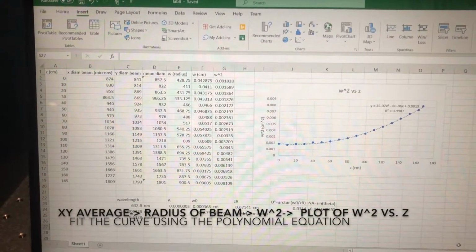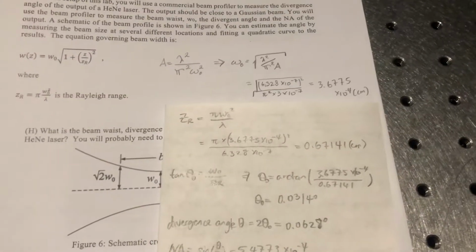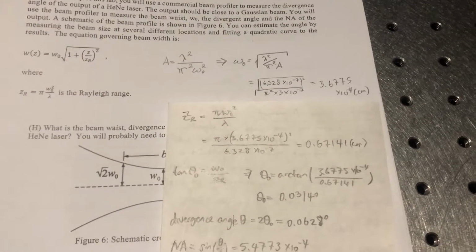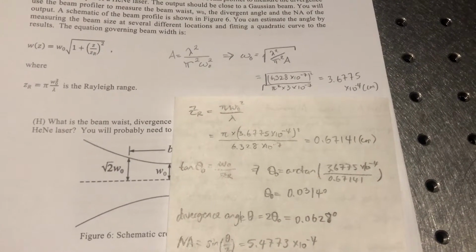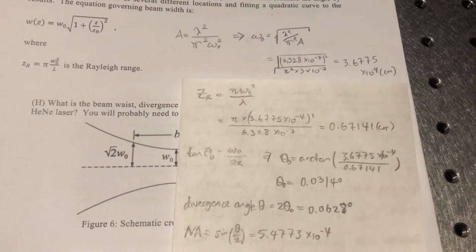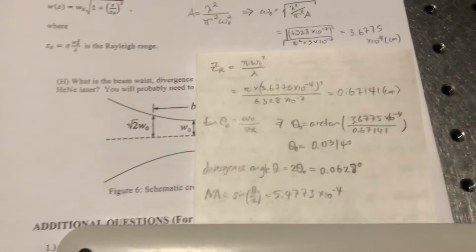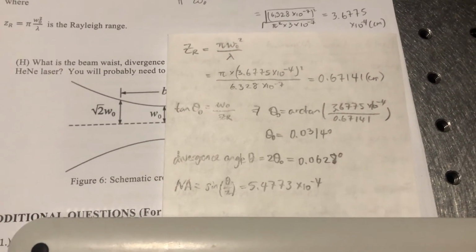We found the radius, squared it, plotted it against the z. We used the coefficient from the x-squared term of the polynomial equation to calculate the beam waist, W0, and then use that to calculate the Rayleigh range, which is ZR. Then we use both of those to calculate the divergence angle, and then use the divergence angle to calculate the numerical aperture.